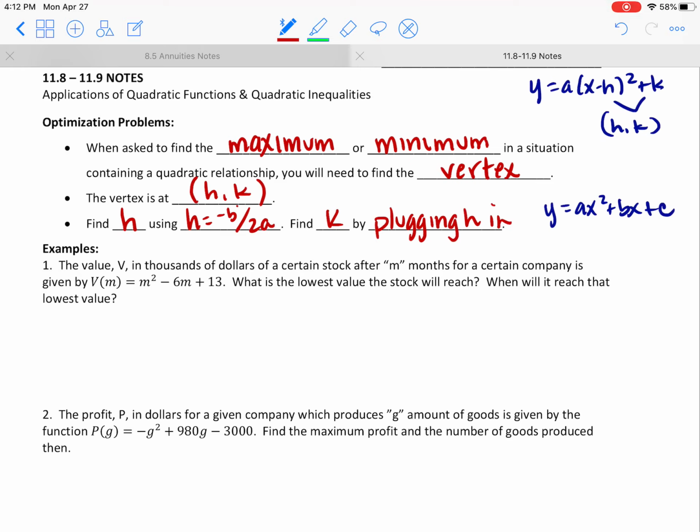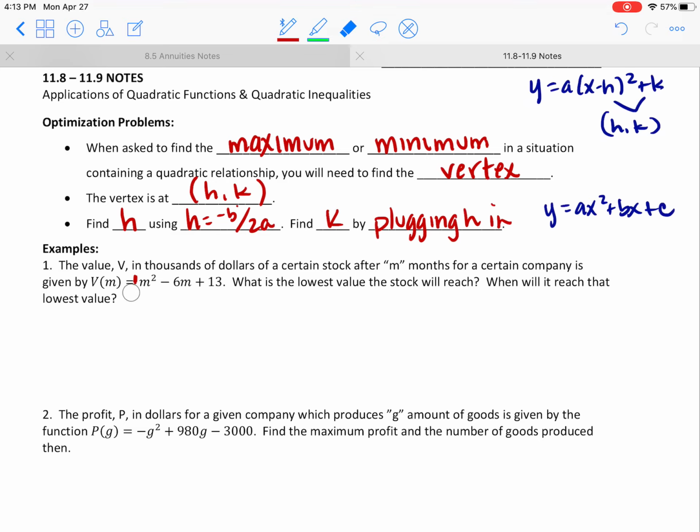Okay, so let's look at the first example. It says the value V in thousands of dollars of a certain stock after m months for a certain company, let's keep it really vague here, is given by V of m equals m squared minus 6m plus 13. What is the lowest value the stock is going to reach, and when will it reach that lowest value? So we have a parabola here, and since the leading coefficient is 1, I know the parabola opens up. So here's a parabola that represents the value.